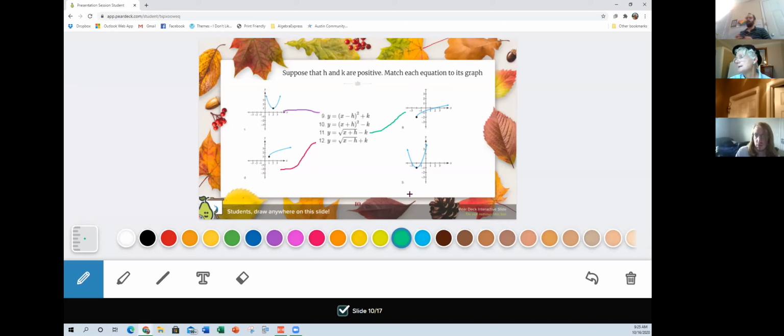10 has to match with B, but we know that anyway because this is quadratic, which means it's shaped like a parabola. So it has to be one of these two squared ones. It's shifting to the left, which means you have to have a plus here inside the function. And then it's shifting down one, which means you're going to have a minus on the outside of the function.